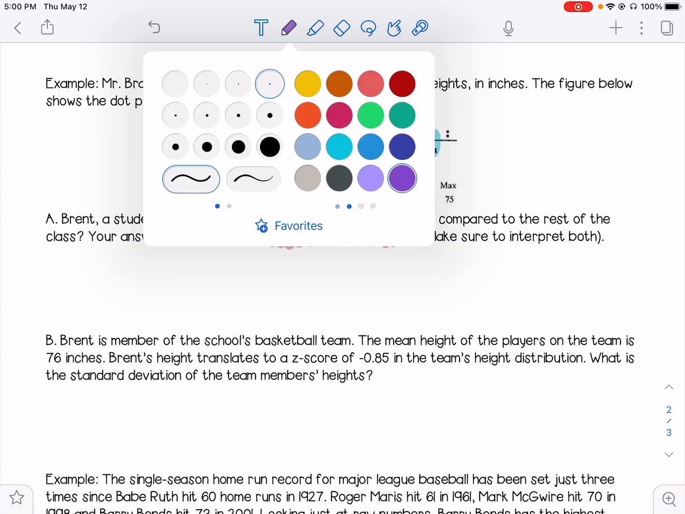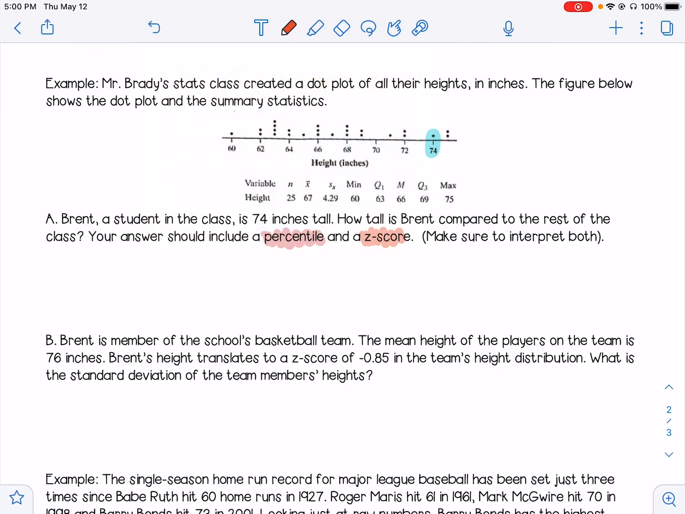So if we start with the z-score, that's one we've been practicing. He is 74, that's his data point. I'm going to use the table here. I see that my mean is 67. And I see that my standard deviation is 4.29. When I put this all on my calculator, I get a z-score of 1.63, which means he's actually pretty far above the mean, 1.63 standard deviations.